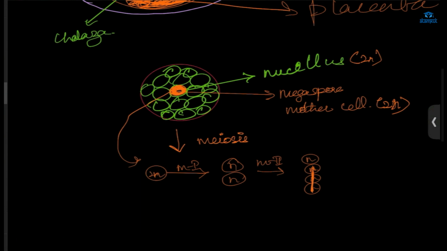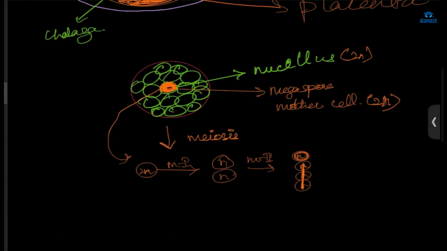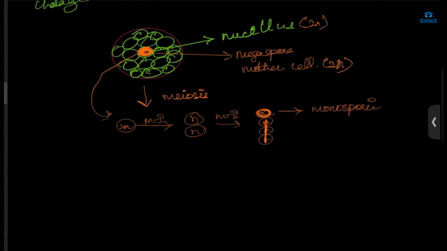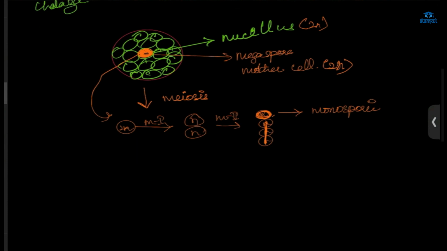Only one will be there. The other ones are not allowed to live. Very jealous. You see, in this, this condition is called what? Monosporic. Okay. And after that, this one cell is the megaspore.